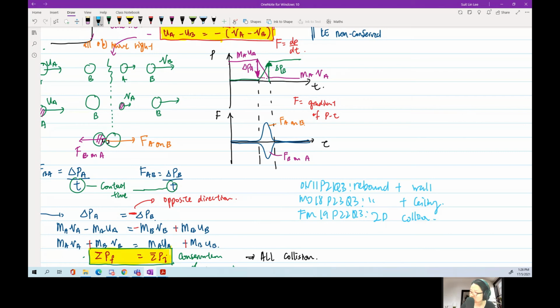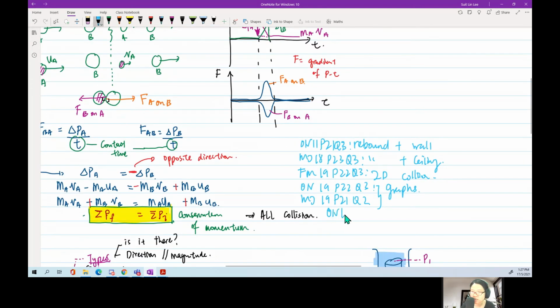Okay, also sketching. ON19 paper 22 question 3. The graph. Make sure you know how to draw graphs like this. Okay. These two are graphs. May June 19, paper 21, question 2. The last one came out in one of your tests before. And then if you want a question about relative speed, ON18, paper 21, question 2. Relative speeds. Okay, this is for collision.